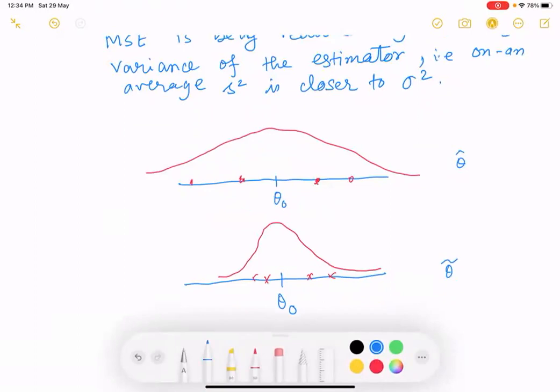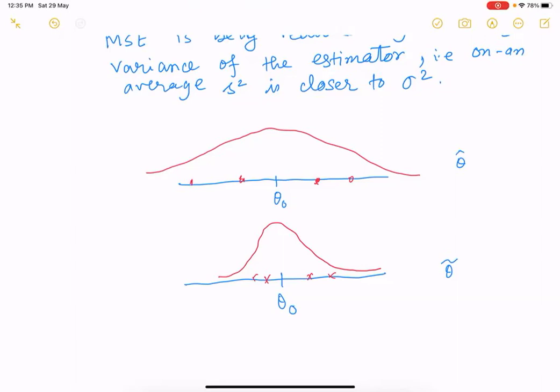Sir, in this case, the peak is shifting a bit to the left in case of MLE. I am still getting confused. Why should we use this? In case of the unbiased estimator, we are getting the peak. Wait a minute. You did not answer me.